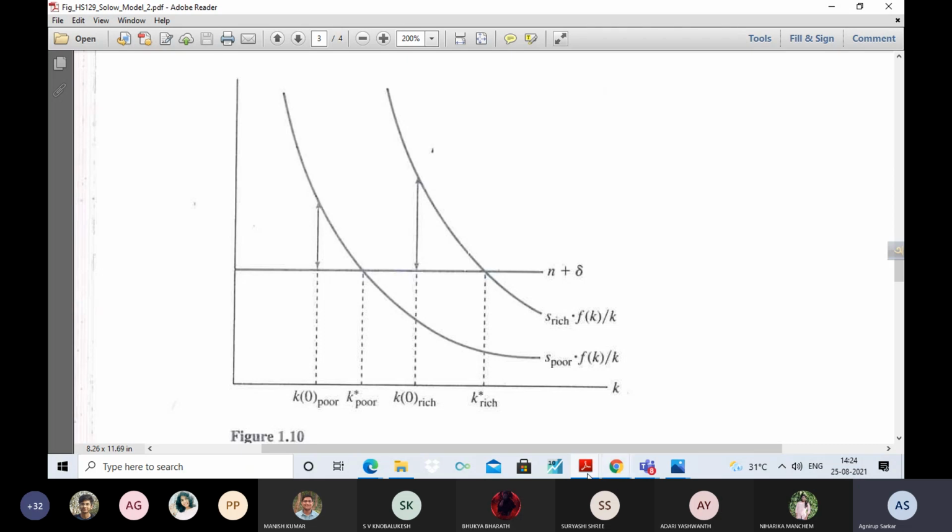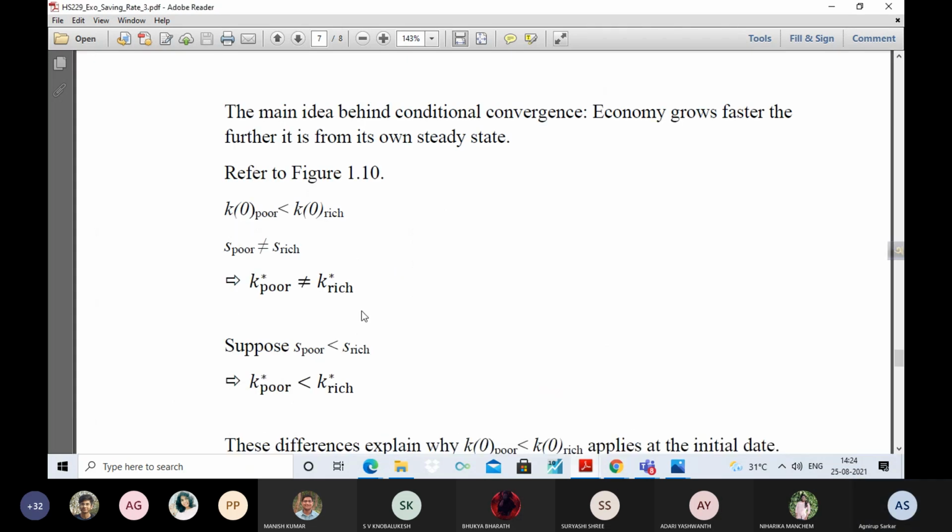All right, so these are the two differences: K naught poor less than K naught rich, s poor less than s rich. Okay, let's refer to the diagram.